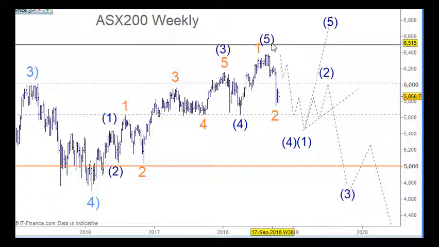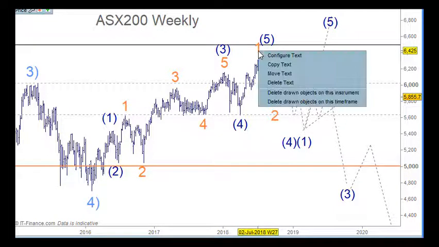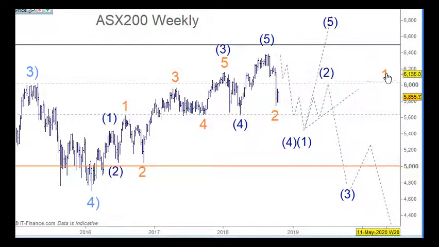So in that case, it would still be the same count as we got at the moment. We'd be looking for 5 waves down here, then 3 waves back up, and then down from this point. So that's one possible count here. We could have had this as 1 and 2 here, but it's still possible. But I felt that we've moved too far for that on the low side, so that's not the case.